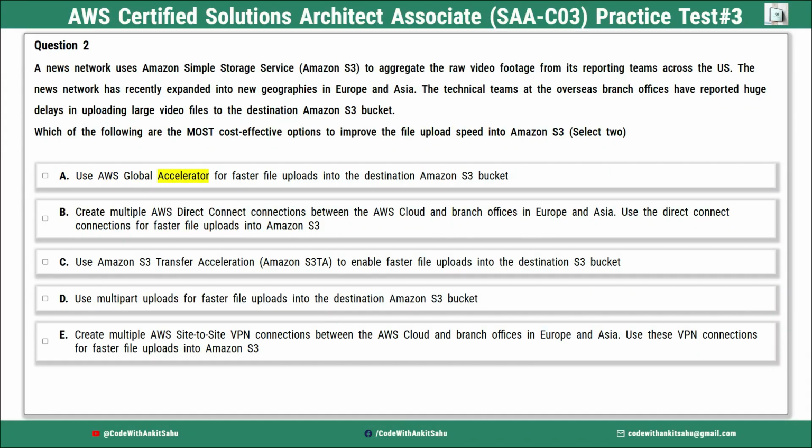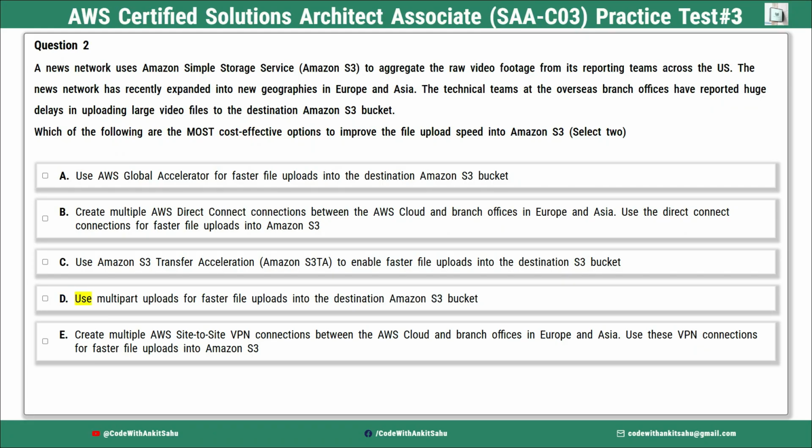Use AWS Global Accelerator for faster file uploads into the destination Amazon S3 bucket. Option B. Create multiple AWS Direct Connect connections between the AWS Cloud and branch offices in Europe and Asia. Use the Direct Connect connections for faster file uploads into Amazon S3. Option C. Use Amazon S3 Transfer Acceleration, Amazon S3 TA, to enable faster file uploads into the destination S3 bucket.